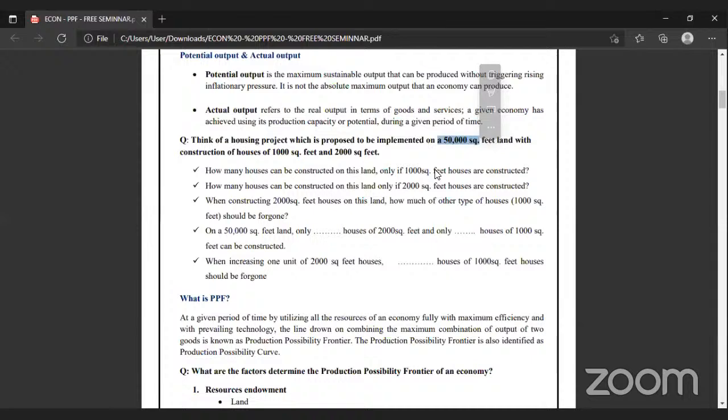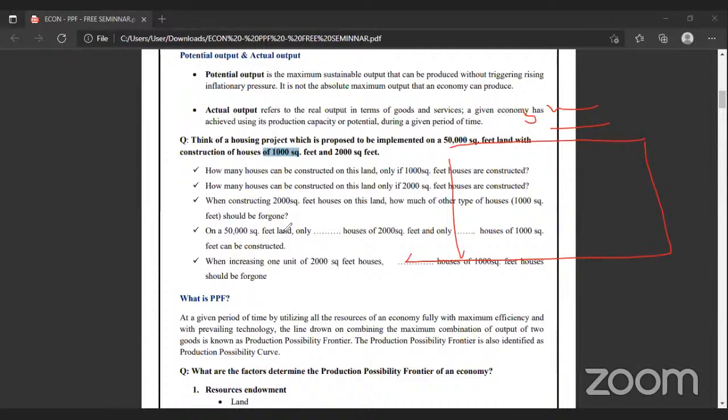Now they are going to start a housing project, but they have options. Either they can construct houses of 1,000 square feet, or else houses of 2,000 square feet. If you take the 50,000 square feet of land, they are going to produce two types of house: 2,000 square feet houses and 1,000 square feet houses. Sometimes they can use both, or they may use only one.